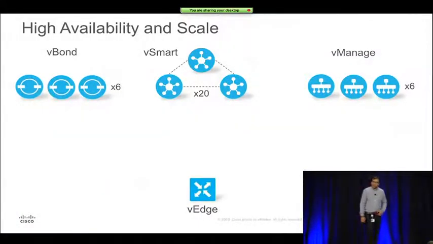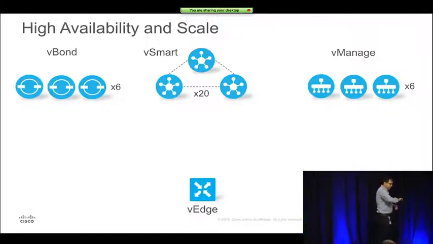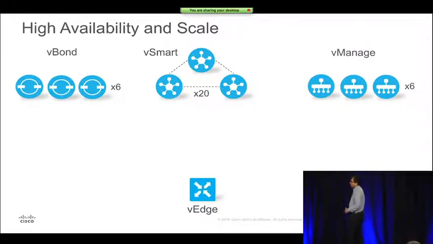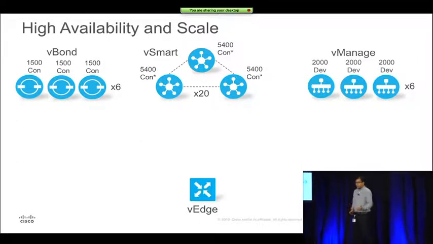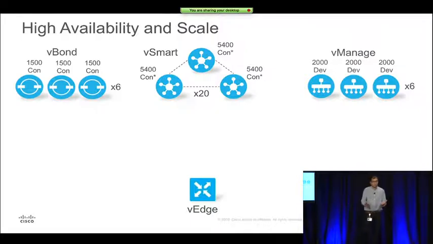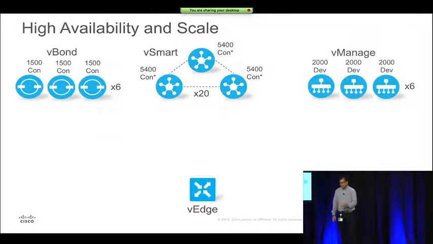Now, from a high availability and scale perspective, if you look at the solution, everything from a controller infrastructure perspective is horizontally scalable. At the same time, on a per-device level, there are some limitations because of how beefy the processor is and how much it can handle. So from a vBond perspective, each vBond can take up to 1,500 simultaneous connections.